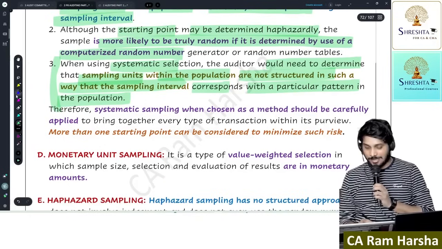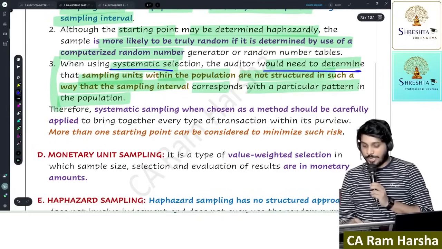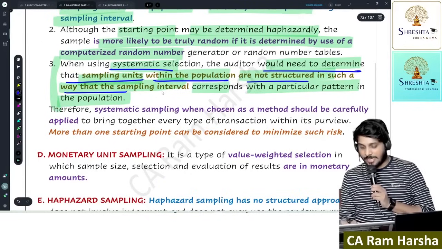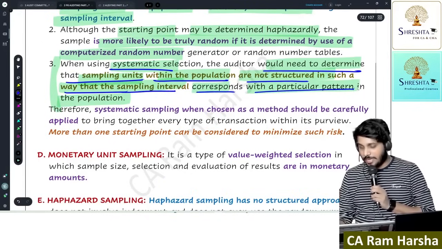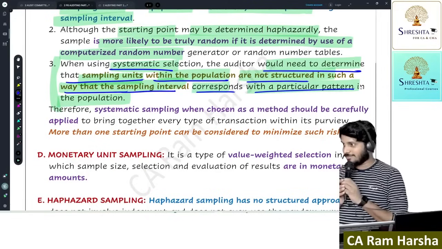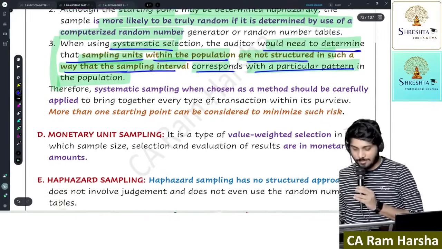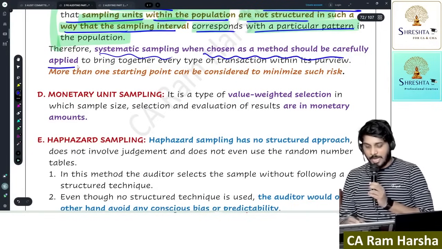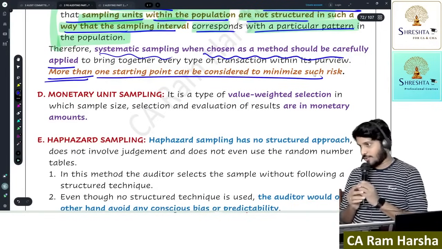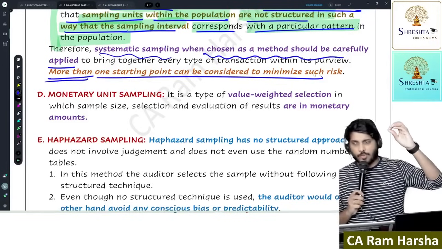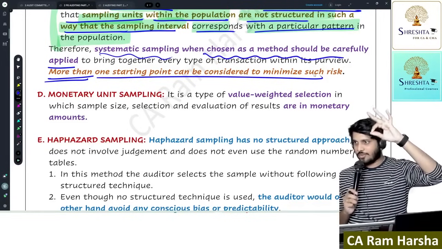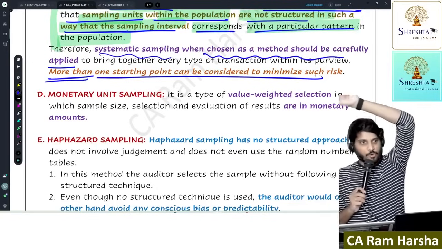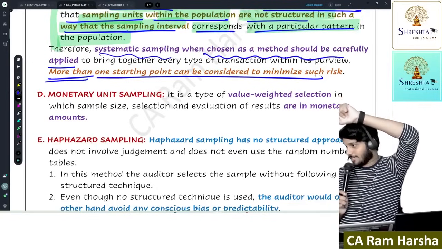Now you see the sentence. In systematic selection, the auditor would need to determine that the sampling units within the population are not structured in a way that the sampling interval corresponds with a particular pattern of the population. Understood? Therefore, systematic sampling, when chosen as a method, would be carefully applied, and you can have more than one starting point. Suppose point number 1, 14, 28, 42, 56. Likewise, I will put another random number, and from there again I will count 14. Are you getting the point?